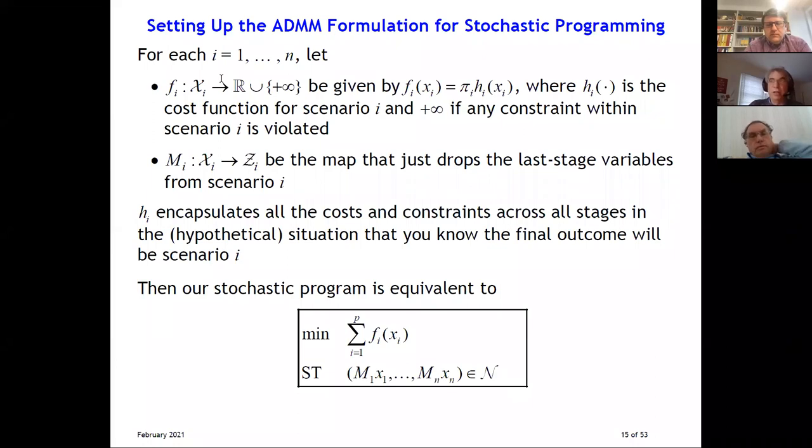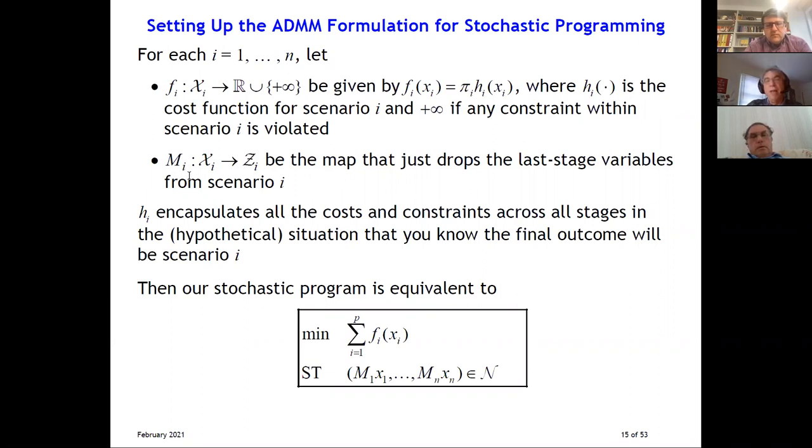And if we now set things up in the following way, okay? So I'm gonna let F sub i be this: I'm gonna give it all the variables for scenario i, but going up to the root, including all these replicated variables, okay? I'm gonna let it be pi i, the probability of scenario i, times this h of i, where h of i is the cost function for scenario i, and plus infinity if you violated any constraints for scenario i. Okay, so any coupling constraint, any constraint at any of those nodes, anything, if you violate that, you're plus infinity. Otherwise, it's the cost, okay? And I just multiply that by the probability of the scenario.